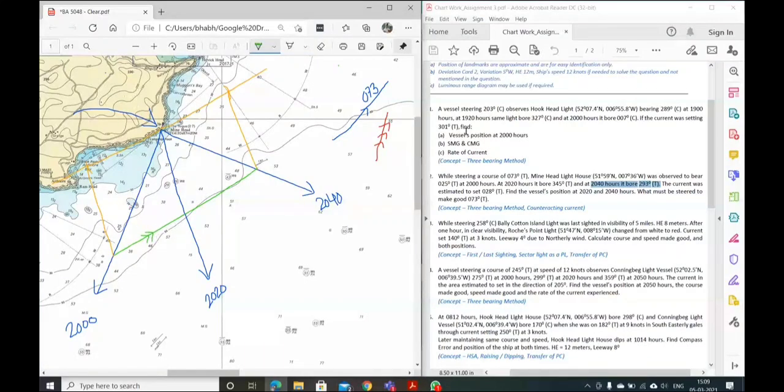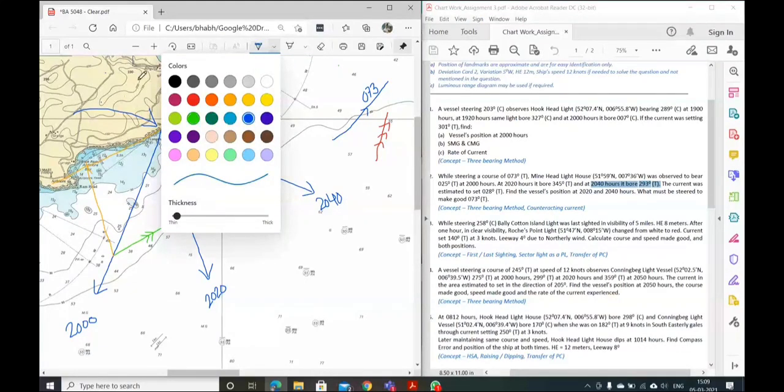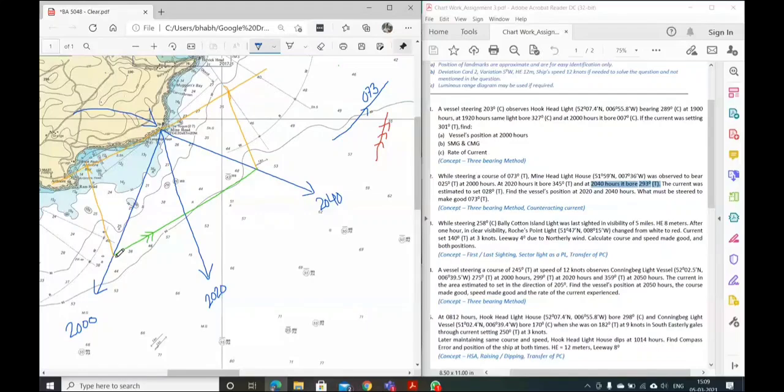So CMG is there. Now they have given us the course steered, which is 073. They have given us the set of the current. The rate is not given. Okay, so we apply our course steered to the starting point, that is 073. This will be for a duration of 40 minutes. First bearing is at 2000, the third one is at 2040. So I cut the length of this vector corresponding to 40 minutes as per my engine speed.